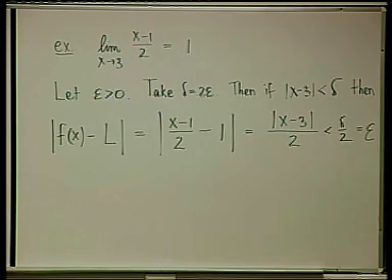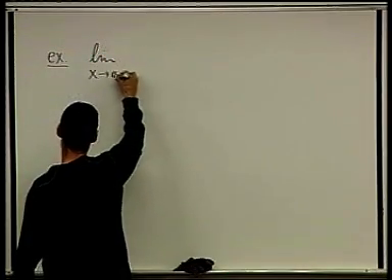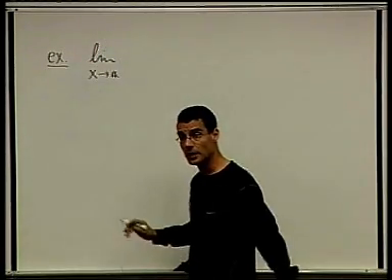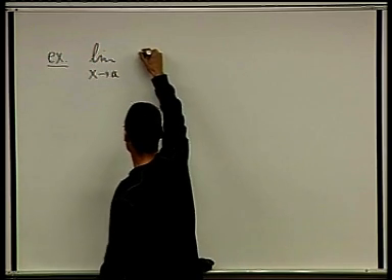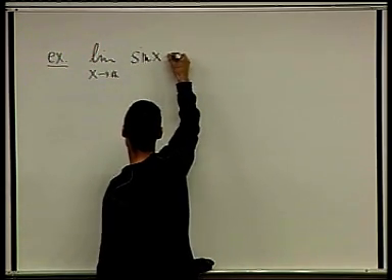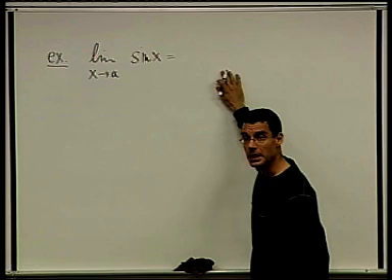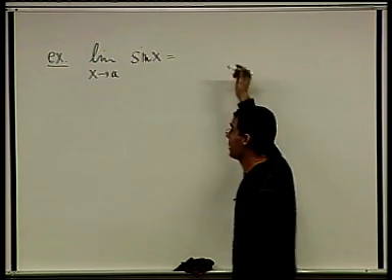Another example. Let's do the limit as x goes to a. Here, a is going to be any number. It's not going to depend on what a is, of sine of x. What do we expect the answer to be? Sine of a.